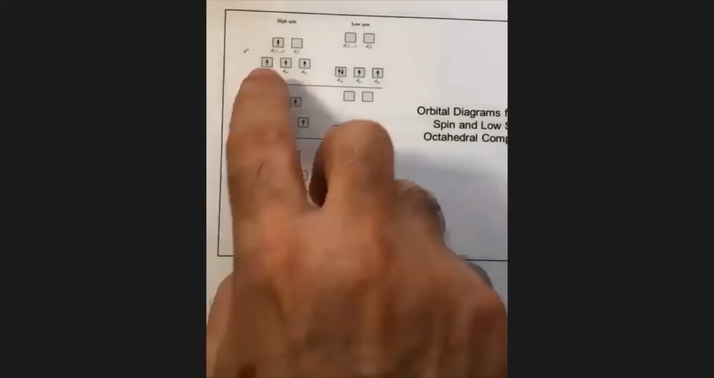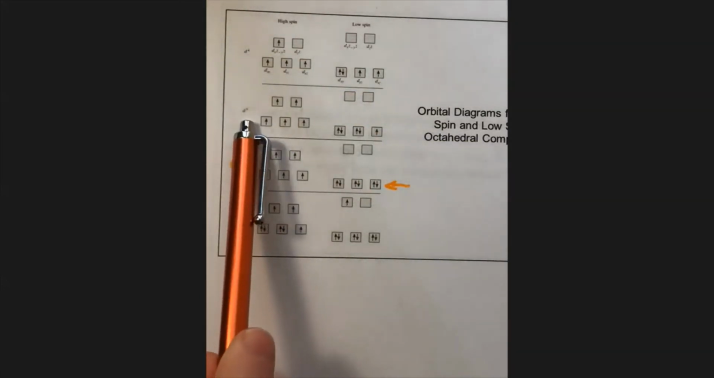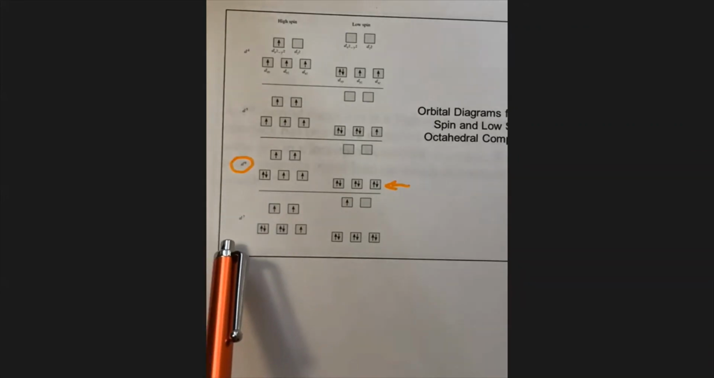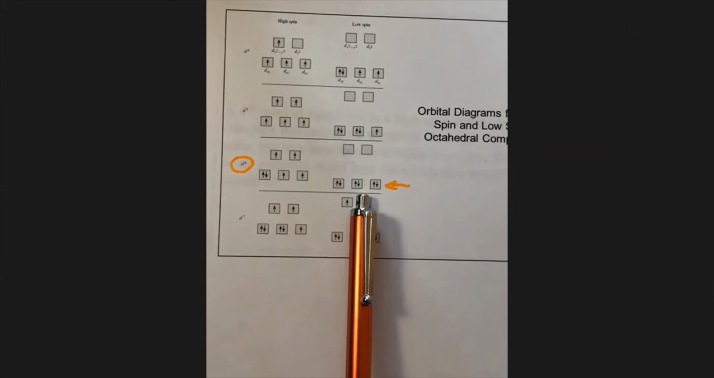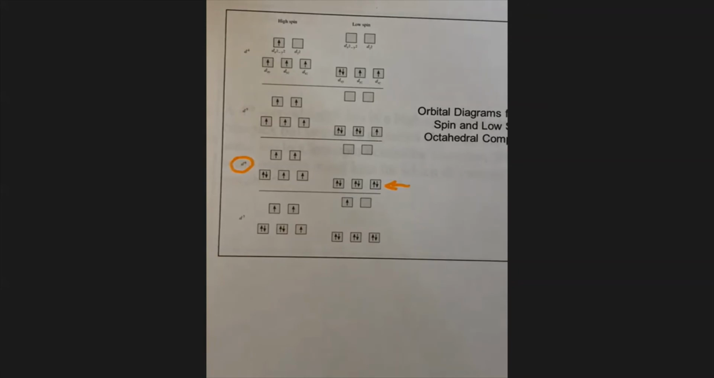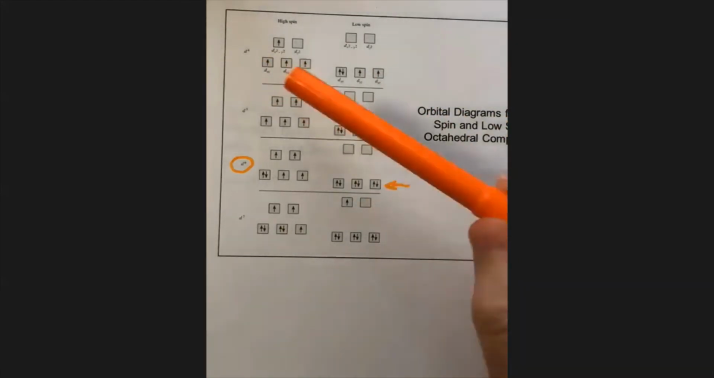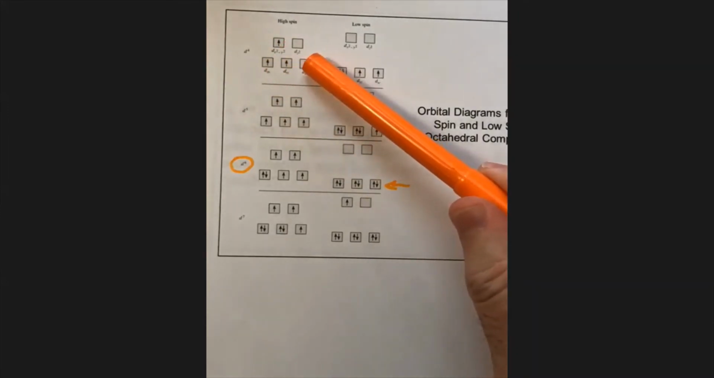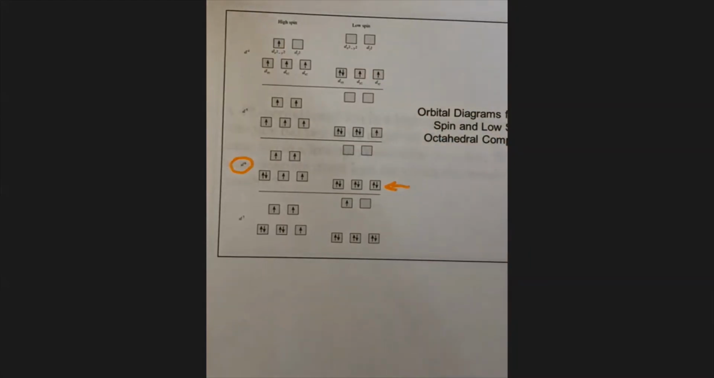Okay, remember this is d4, d5, d6, d7. This is the high spin, this is low spin. So we have to find a set here that will have 2 more unpaired electrons than in the low spin. So let's start with the first one here. This one has 4 unpaired electrons in the high spin and 2 in the low spin. So that's a candidate.